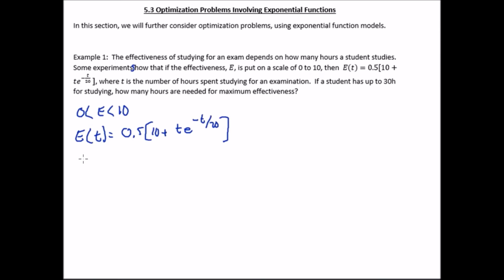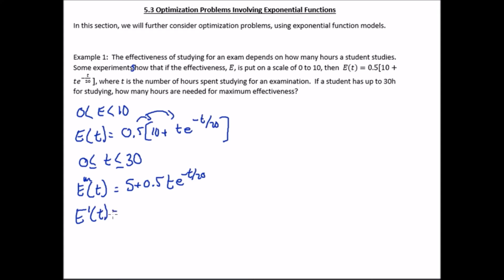First, we can simply find out how many hours he has to study. Up to 30, so that includes 30. So T is going to be in the interval between 0 and 30. Let's find where the critical points are by solving for the derivative of E at T. Just for laziness, I'm going to expand this first. So E at T equals 5 plus 0.5 T e to the negative T over 20.